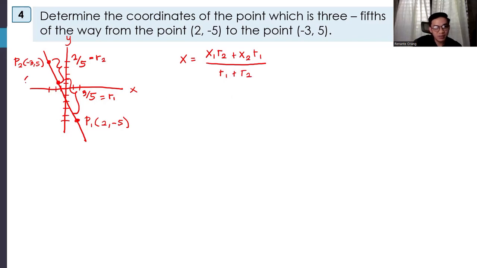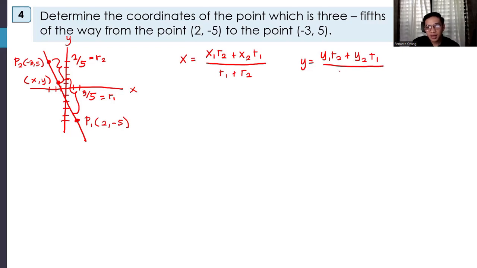So, again, ito yung hinahanap natin na point, point X and point Y. Next is yung point Y natin. The formula is Y sub 1 multiplied by R2 plus Y sub 2 multiplied by R1 divided by R1 plus R2. Substitute natin lahat, class. Again, ito yung ating x sub 2, ito yung y sub 2, ito yung ating x sub 1, and this is our y sub 1.